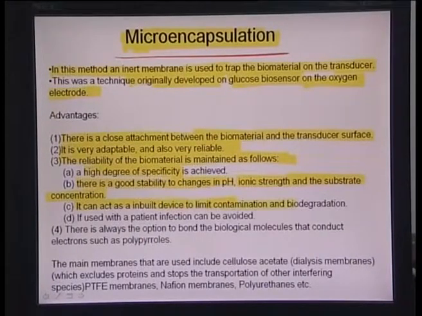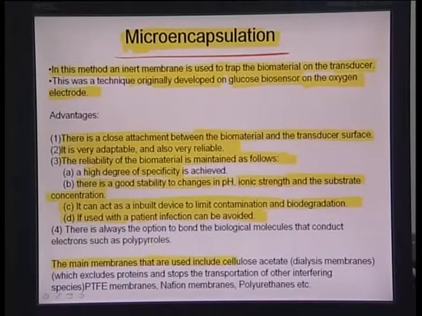It can act as an inbuilt device to limit contamination and biodegradation, because again you are not playing with the biomaterial's chemical property in general, and it can be used to prevent infection, because you are trying to guard the biomaterial using a membrane from getting in touch or getting contaminated with the patient's fluid samples which you are trying to measure with this. So you could always of course have an option of binding biological molecules that conduct electrons, such as polypyrrole etc., to make the membrane, so that you could actually have an electron transparent path from the biological moiety onto the sensor surface. Some of the membranes that are used in this kind of microencapsulation are cellulose acetate.